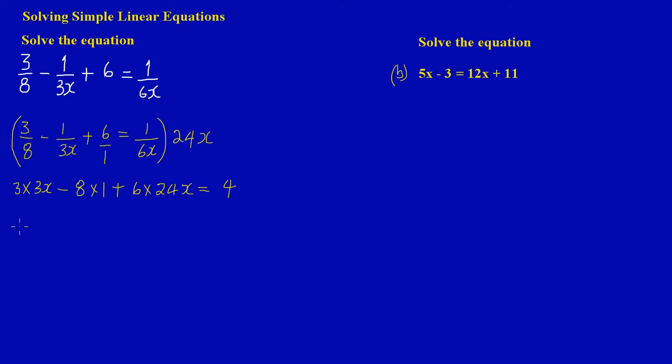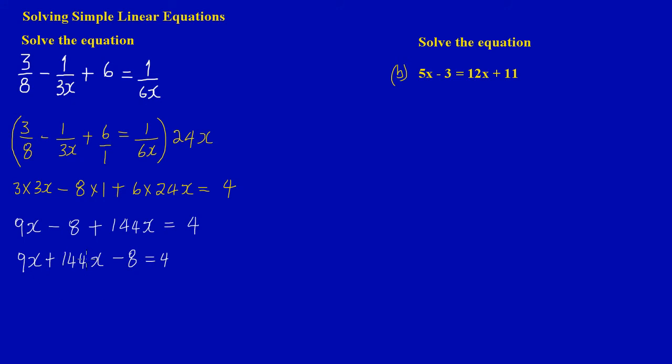We have 3 times 3, which will give me 9x, minus 8 times 1, which will give me 8, plus 6 times 24, which will give me 144x, and that must be equal to 4. Now if you notice, I have some like terms here that I can simply group. I have 9x plus 144x, so let's group those quickly. So I have 9x there plus my 144x, and I have a minus 8 there, and all of that must be equal to 4.